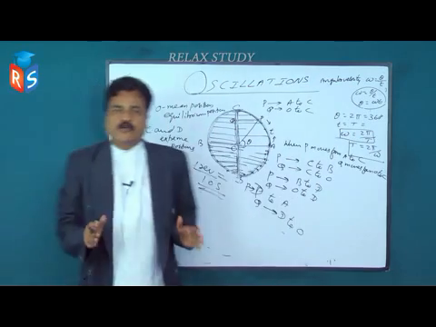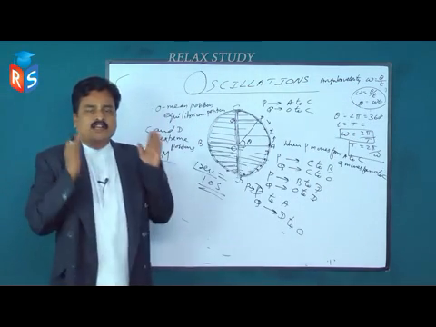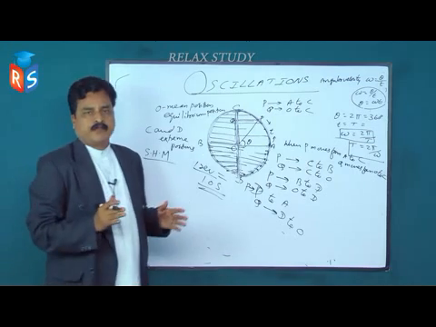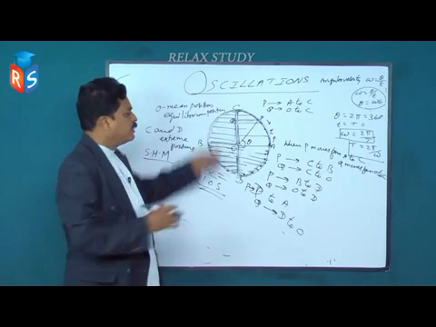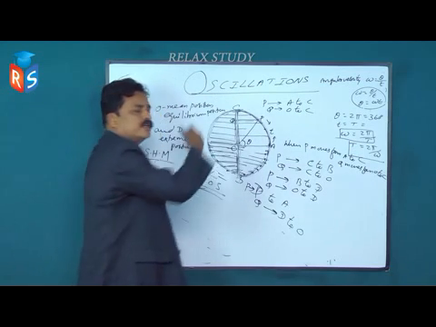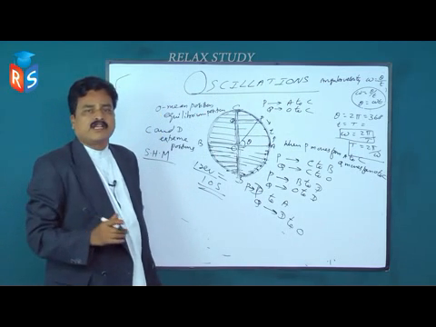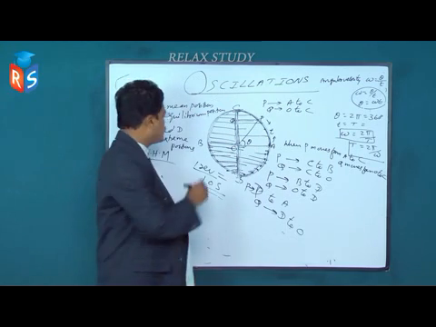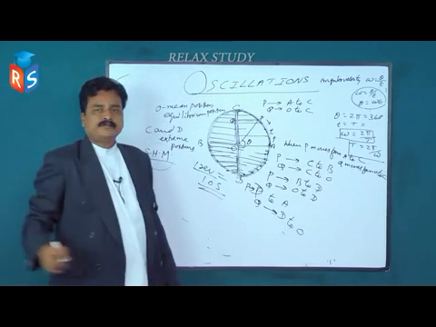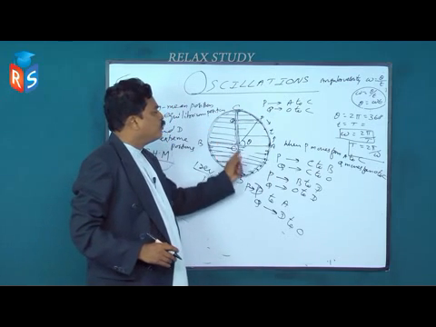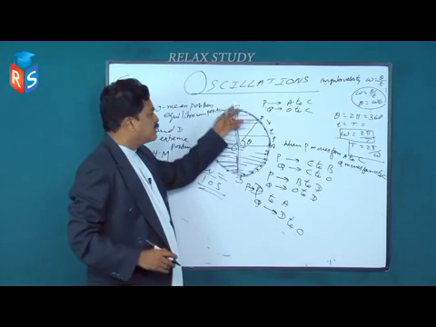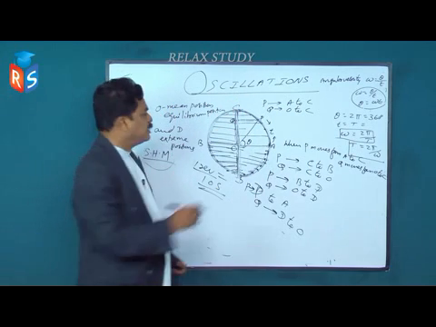So SHM is periodic, that is repeating at regular intervals of time. That is oscillatory also. This motion is oscillatory motion, and this is a periodic motion that is repeating at regular intervals of time. And this SHM is defined as the projection of a uniform circular motion about any diameter of a circle. We are taking the diameter CD of the circle.